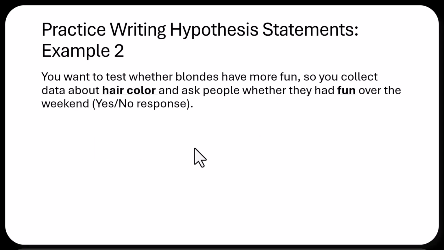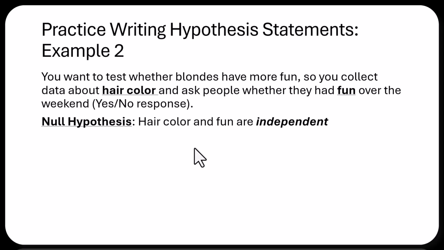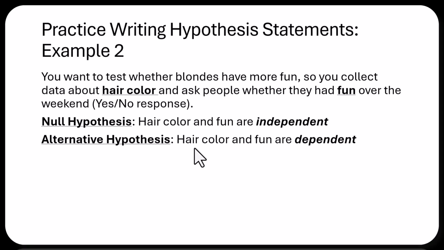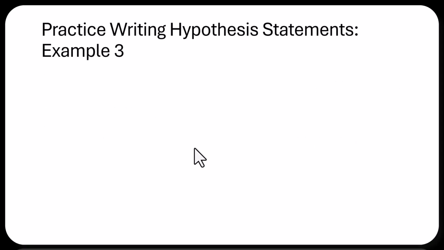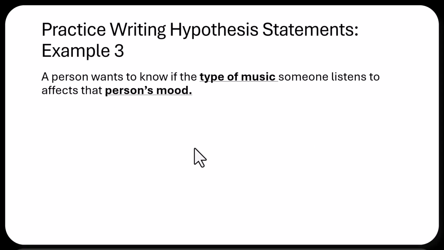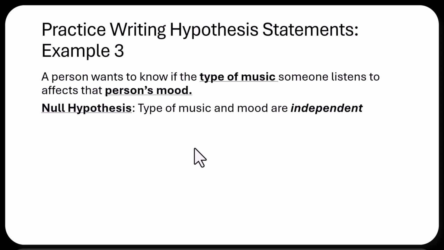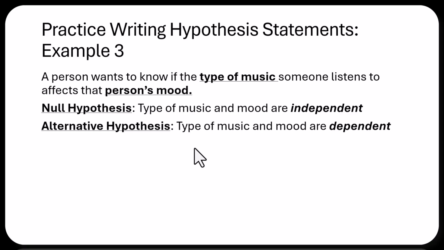Example 2. You want to test whether blondes have more fun, so you collect data about hair color and ask whether people had fun over the weekend. So my null hypothesis is that hair color and fun are independent. My alternative hypothesis is that hair color and fun are dependent. Example 3. A person wants to know if the type of music someone listens to affects that person's mood. My null hypothesis is that the type of music that a person listens to and their mood are independent. My alternative hypothesis is that the type of music and mood are dependent.